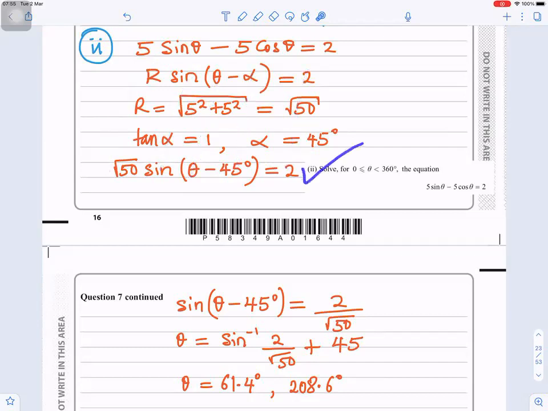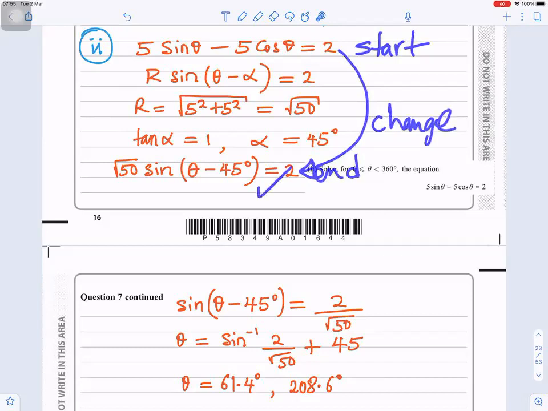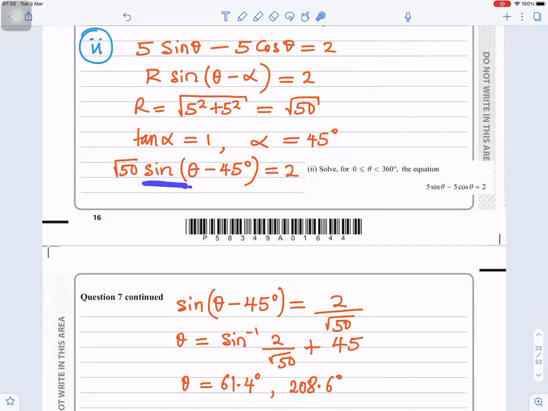Now we can solve it. So what we have done, this is where we start. This is where we end. So we have changed it to this form. Why did we change it? Because we can now solve this. It has only sine. Before it had sine and cosine. We cannot solve it when it has two of them mixed, sine and cosine. We want it to have only sine. So we change it from that to that. Now we can solve it.